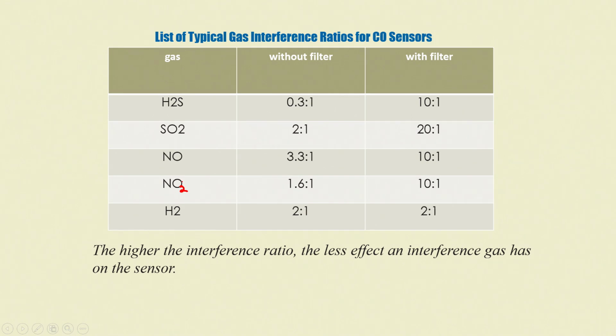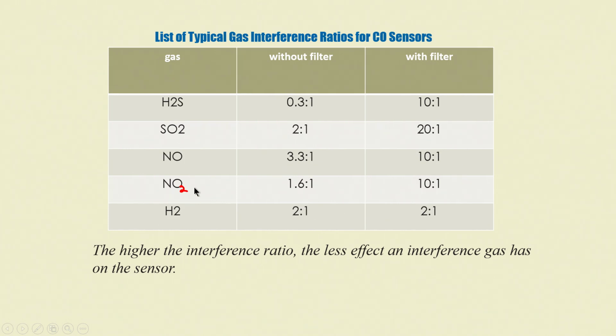So, if it is NO2, the ratio happens to be 1.6 to 1, and again with filter you have a better selectivity, that is 10:1. If it is hydrogen, then it is 2 to 1, and here it does not matter because hydrogen is the culprit here, because it is the smallest gas molecule that we ever come across. So, the filter is not very effective in removing the hydrogen.